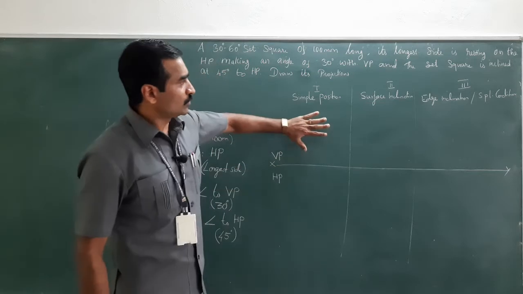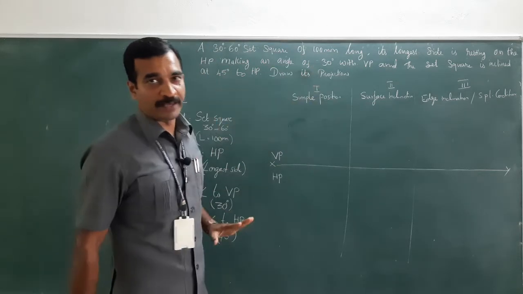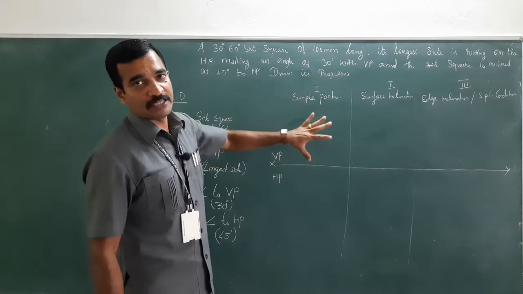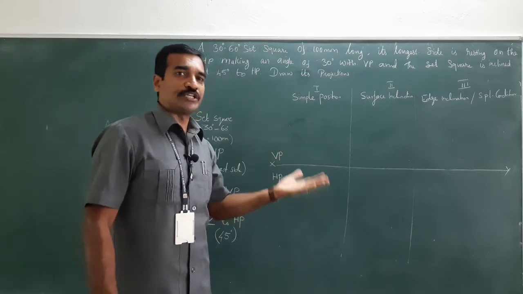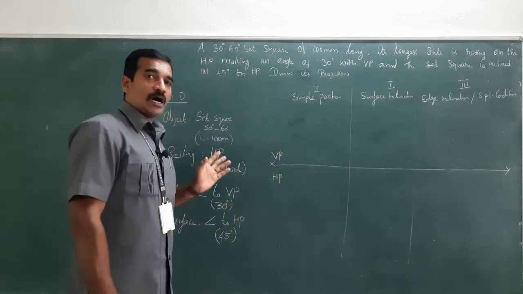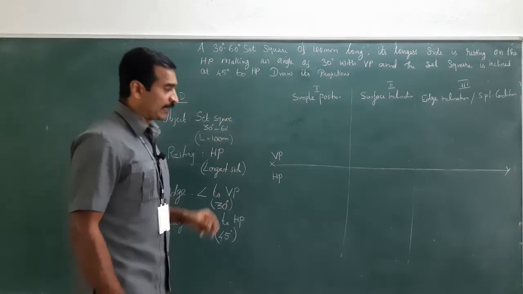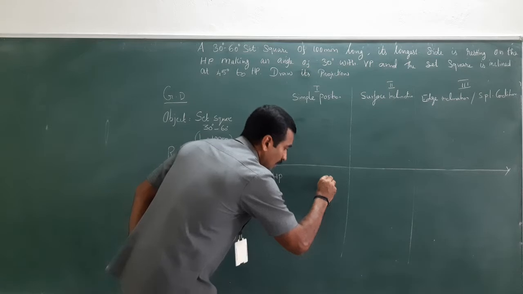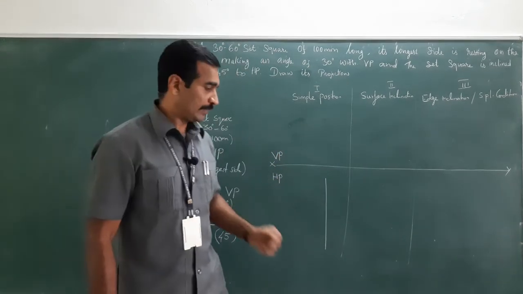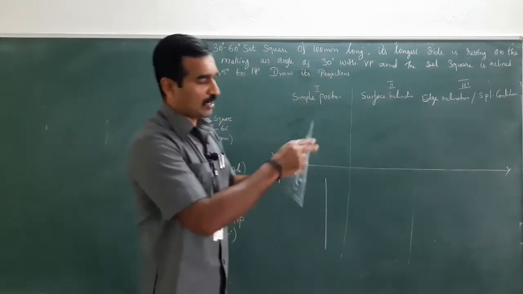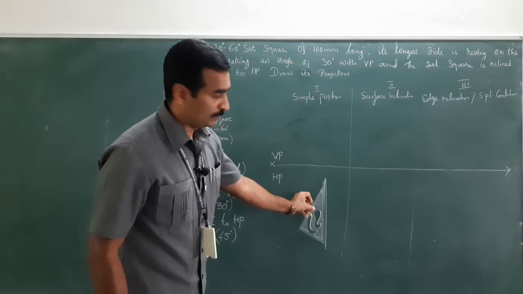Right. So simple position starts with when the surface is parallel to any one of the plane. Here the plane is parallel to HP, therefore you will get the true shape on HP. How it is resting? With one of the longest side. Longest side length is 100 mm. Take 100 mm. Draw a line of 100 mm. Right? This is the longer side, right? This is how it has been kept.